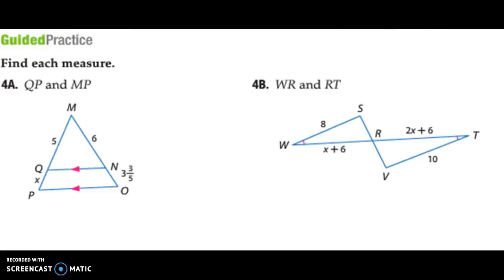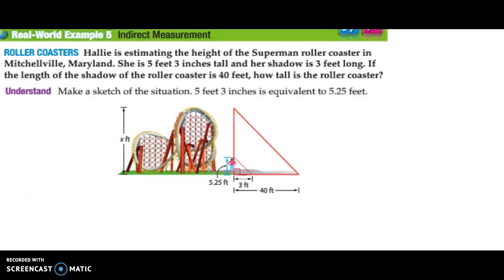Here's a couple guided practice problems. You can try the same as well. Alright, last problem. Indirect measurement. Haley is estimating the height of the Superman roller coaster in Mitchellville, Maryland. She is 5 feet 3 inches tall and her shadow is 3 feet long. If the length of the shadow of the roller coaster is 40 feet, how tall is the roller coaster?